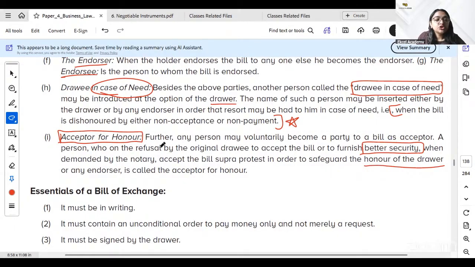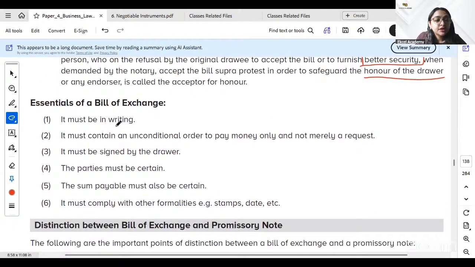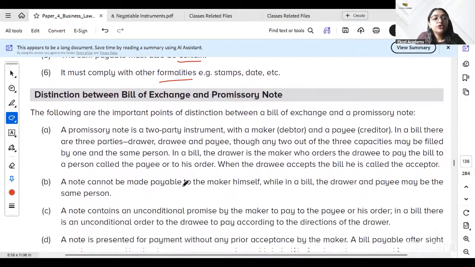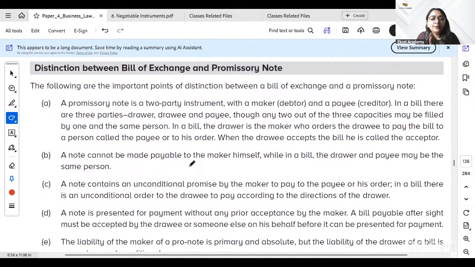Essentials are very similar to those of your promissory note. It has to be in writing, an unconditional order, signed, your parties must be certain, the sum payable must be certain, and all of your formalities should be followed. Then we saw your distinction between bill of exchange and promissory note, where a promissory note is a two-party instrument, whereas a bill of exchange is a three-party instrument.